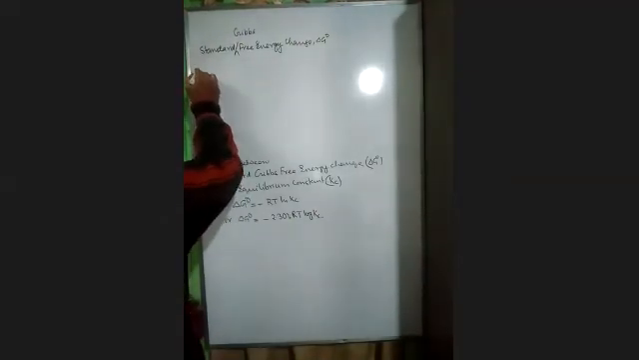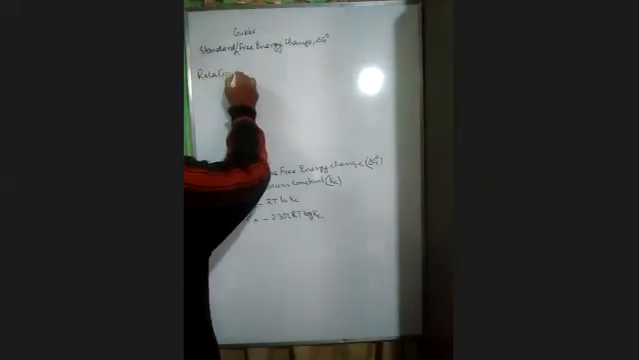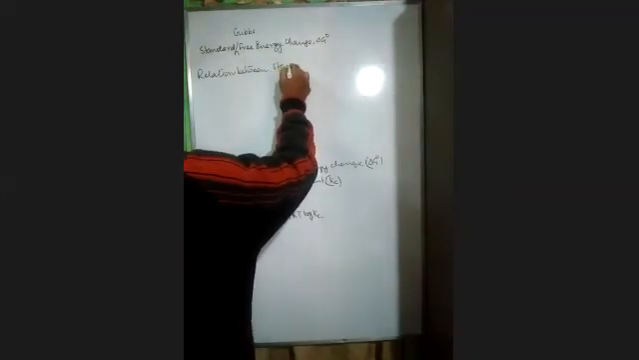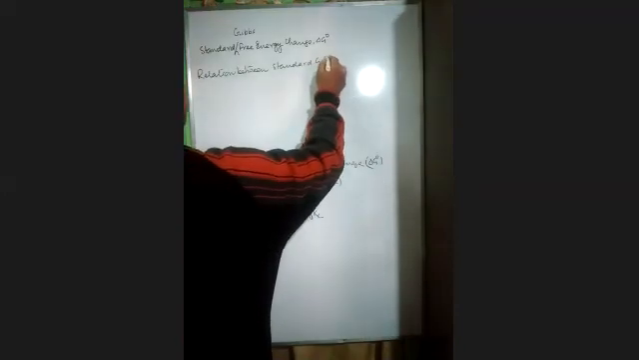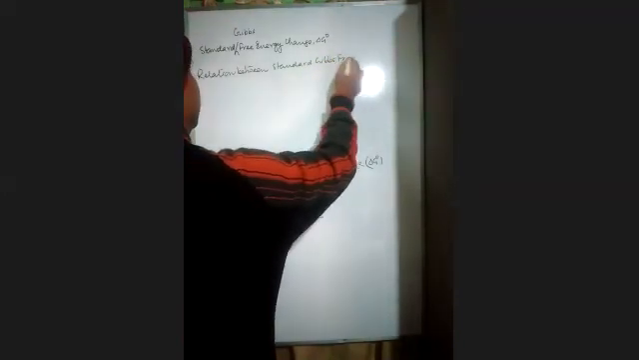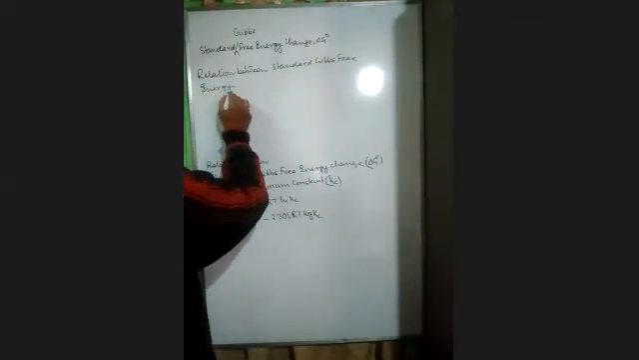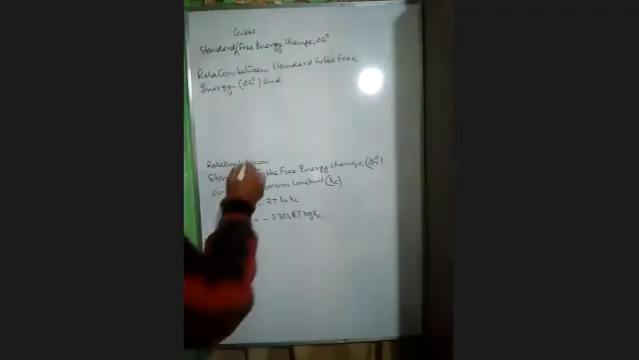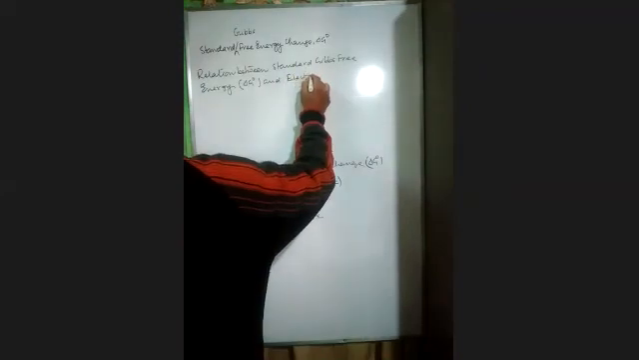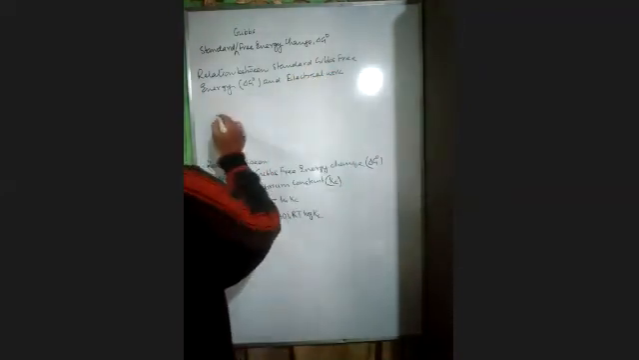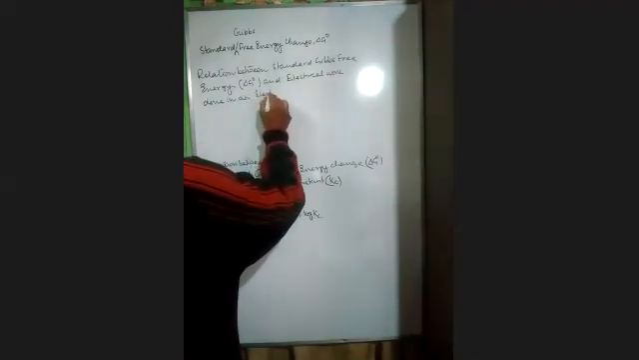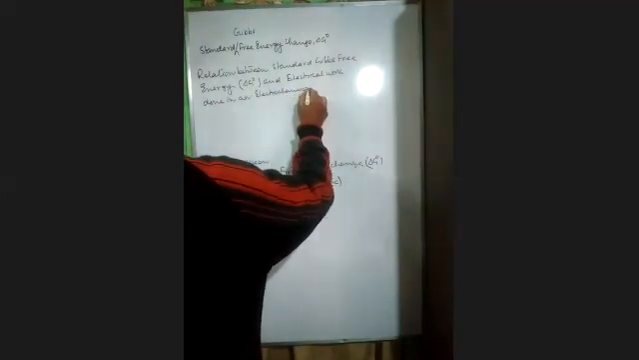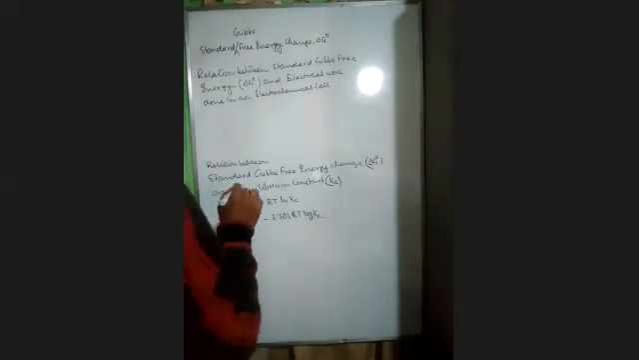And the second one is relation between standard Gibbs free energy delta G0 and electrical work done in an electrochemical cell. That also I'll discuss later on when I go to redox reaction.